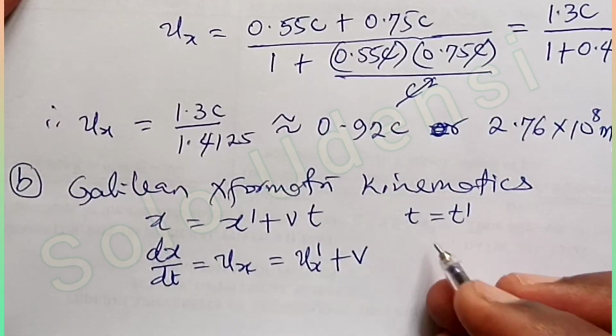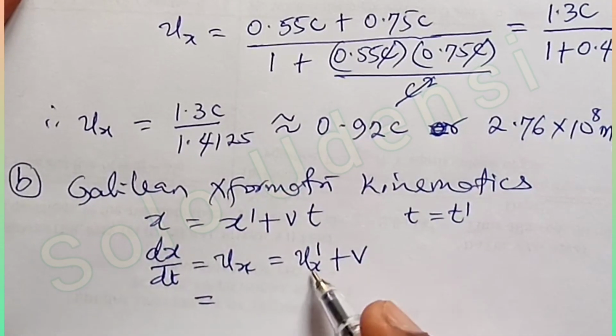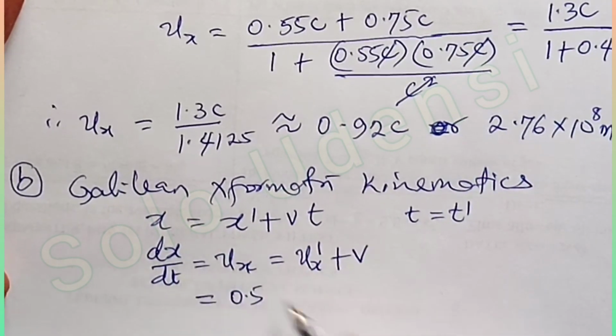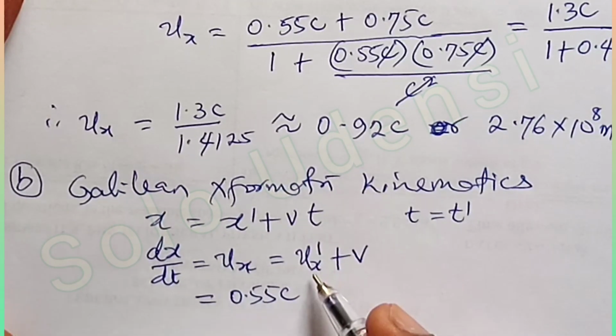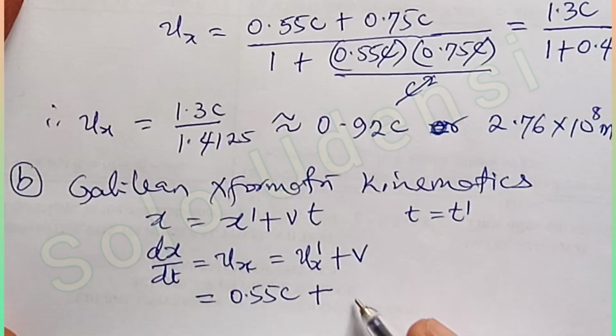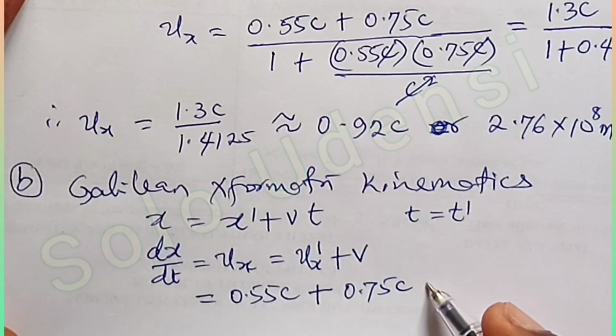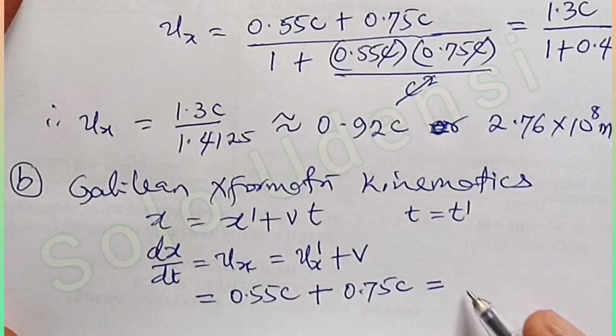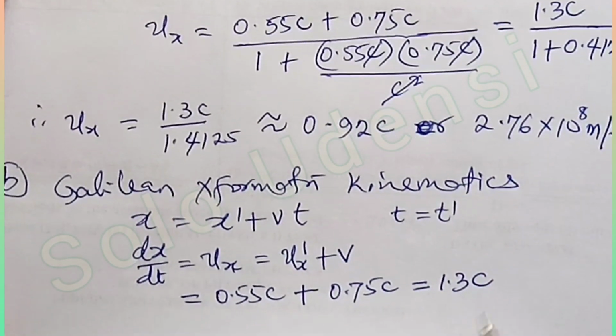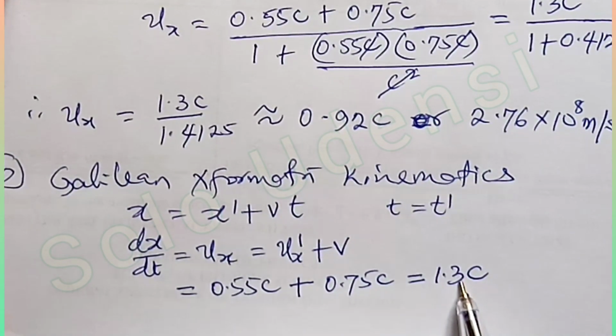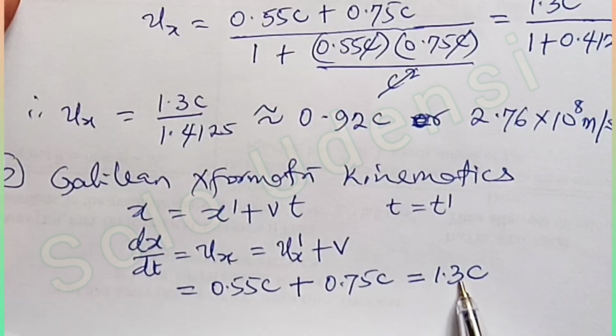So that if we slot in the given values, we will see that this is 0.55c plus 0.75c, and that is equal to 1.3c. And you find out that this is greater than c, which contradicts the prescription given by Einstein's second postulate, that the velocity of light in all inertial reference frames is the same and equal to c, irrespective of the motion of the observer or the motion of the emitting body.